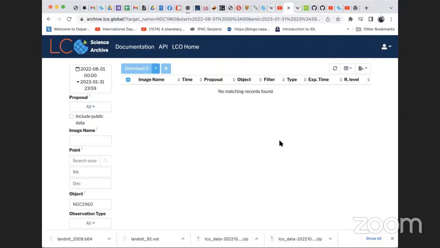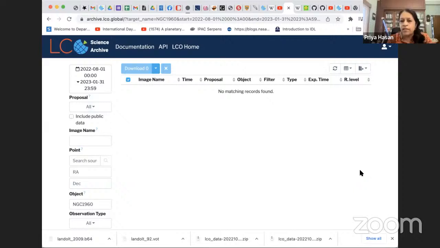Ma'am, I tried, but it's not happening. I'm trying again. I will let you know. Okay, but it's not letting you create a login. You can't create a login.